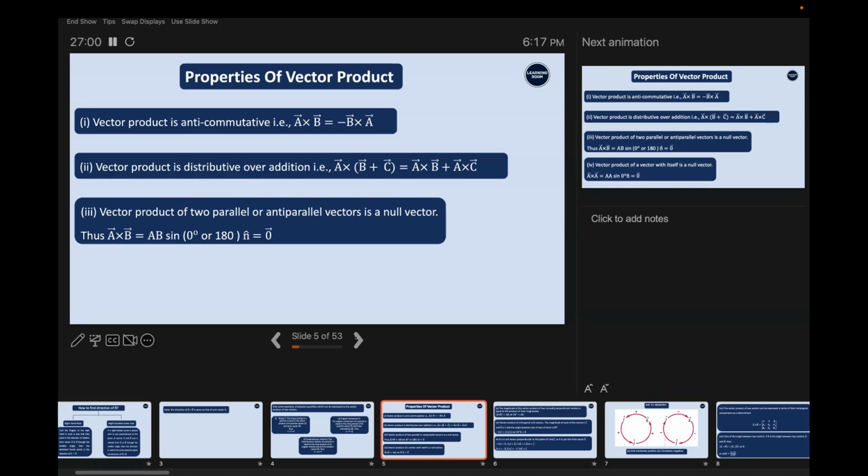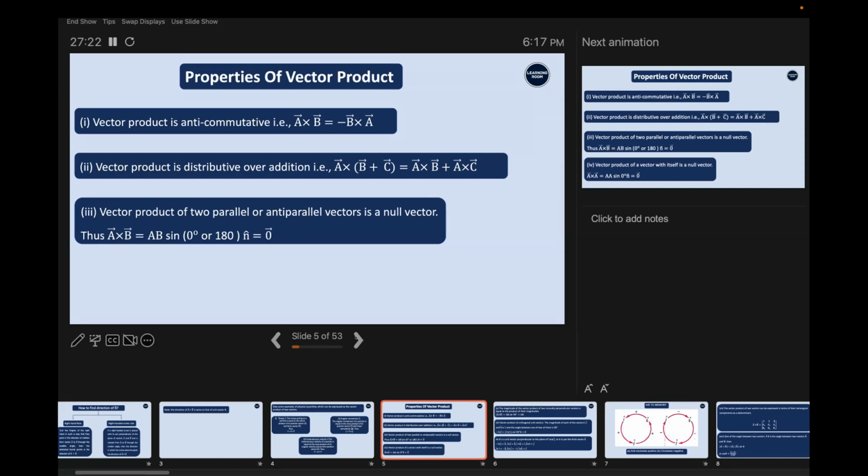Because zero is a scalar value. But what is the cross product going to give you? Cross product gives the output as a vector. So you should not use zero. Rather, you should be more specific in using the word null vector, because the output is also a vector. Right? So A cross B for two parallel or antiparallel vectors.